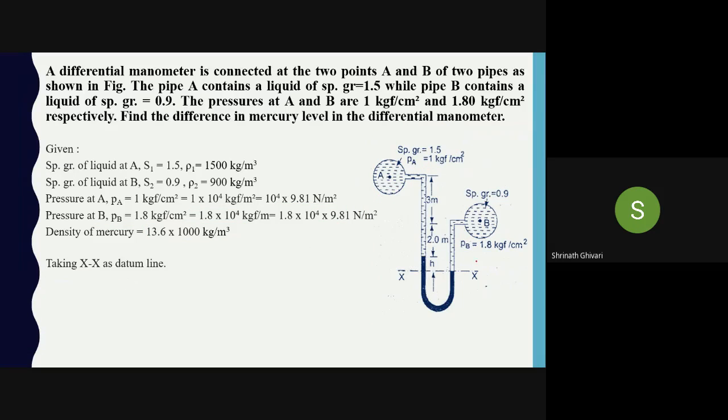Now, taking xx as the datum line, what will be the pressure above xx, the pressure above this xx in the left limb? Can anyone tell me? What will be the answer? What will be the equation? PA plus what? You have to tell me the answer. I can't tell you. It's for your practice itself. Tell me fast.